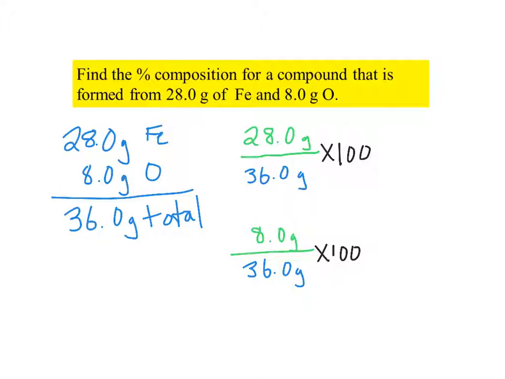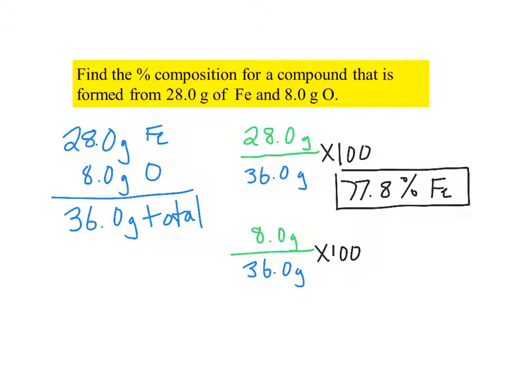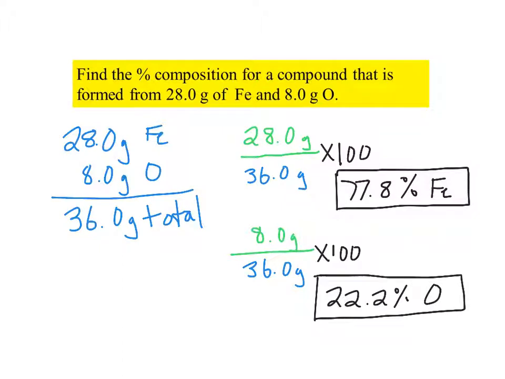So for this problem, I am going to get a value of 77.8%, and that is going to be for the element iron in this compound. So 77.8% of my compound is composed of iron, and I get a value of 22.2% for oxygen in this compound. So a good way to check yourself is if the percentages add up to 100, you've done it correctly. If they don't add up to 100, something has gone wrong. You need to go back and check your work.